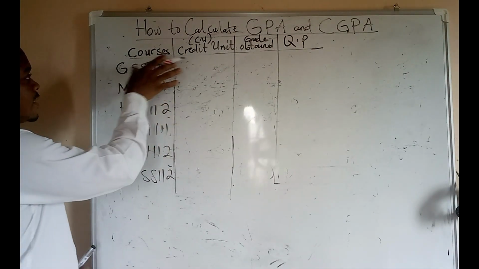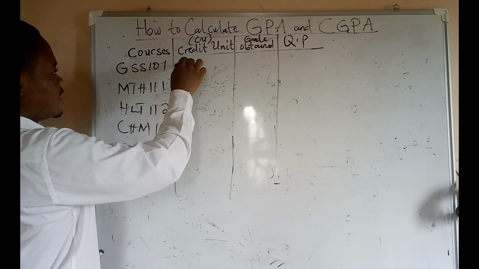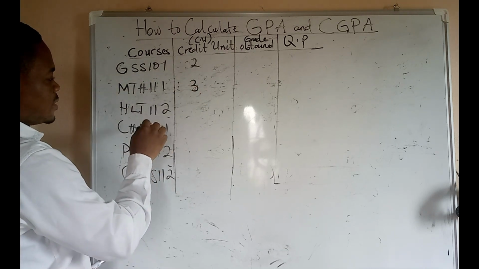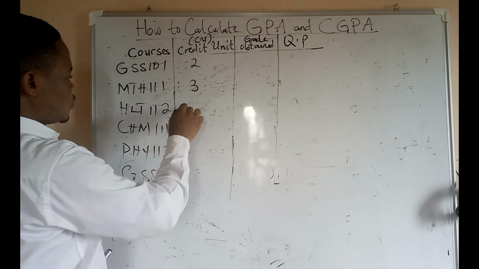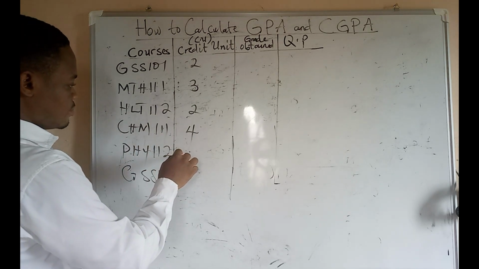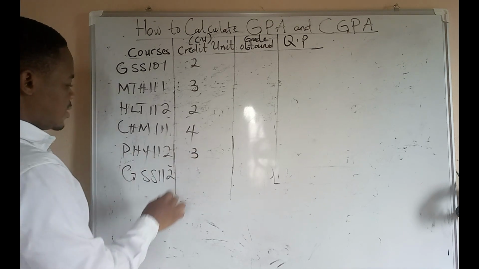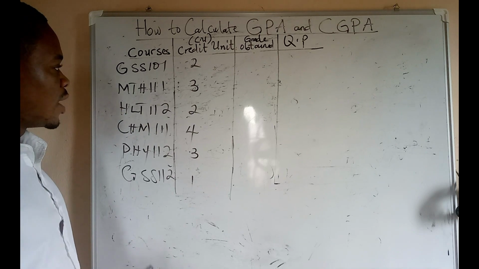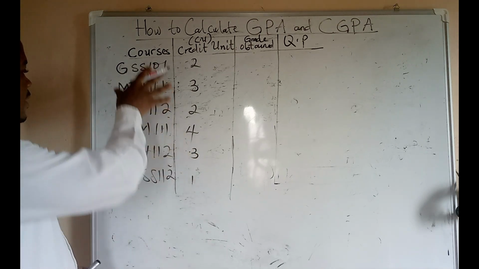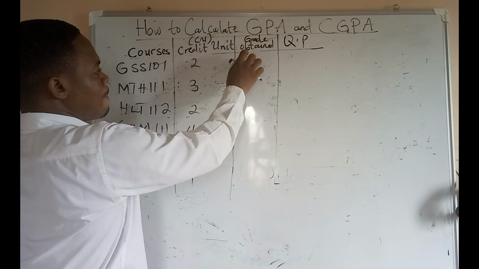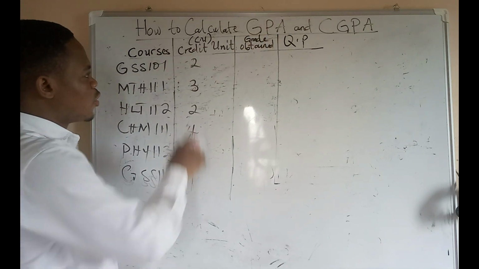Now, for the credit units, let's say that the credit unit here is 2, here is 3, here is 2, here is 4, here is 3, here is 1. Let's assume that these are the credit units you are offering for all these courses. Then you have the grade you obtained.